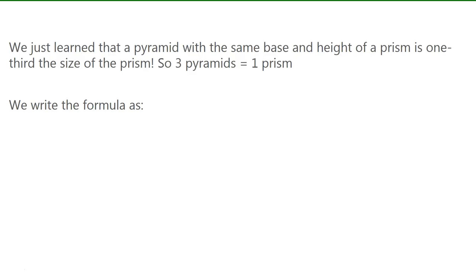So in that video, we just learned that a pyramid with the same base and height of a prism is 1/3 the size of the prism. That means that 3 pyramids is equal to 1 prism. And we write the formula like this. Volume of a pyramid is 1/3 length times width times height, or you can write it like this: length times width times height, all divided by 3. So now let's use that formula for example 1.